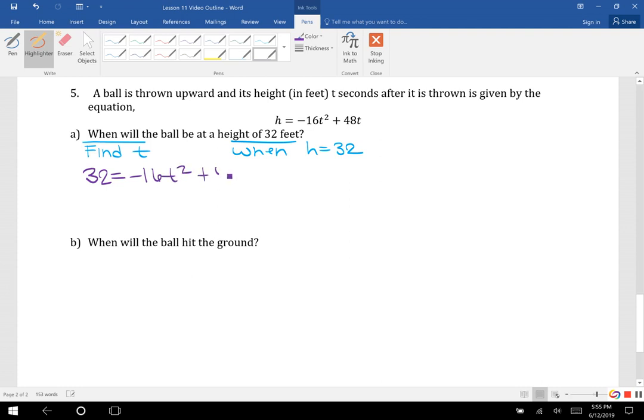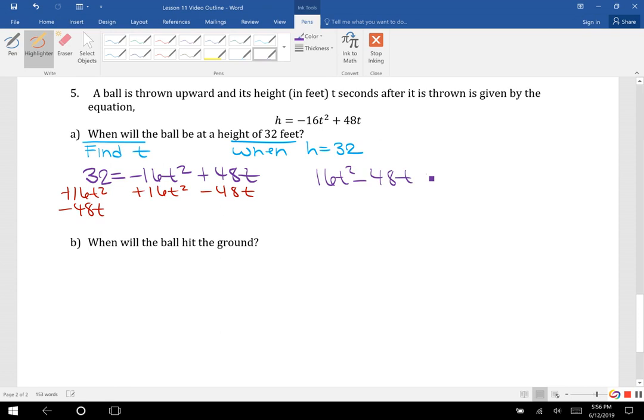I think factoring is easiest if your t squared or your x squared is positive. So I'm going to move the 16t squared over to the other side by adding it. So I'm taking everything on the right and moving it over to the left. All right, so that gives me 16t squared minus 48t plus 32 equals 0. So one side equals 0.